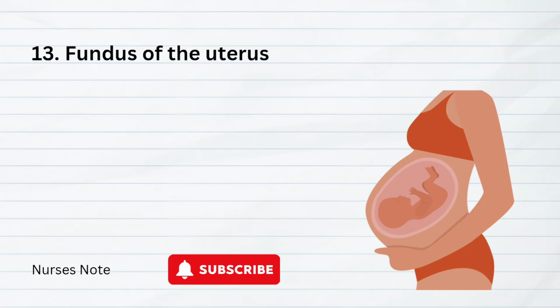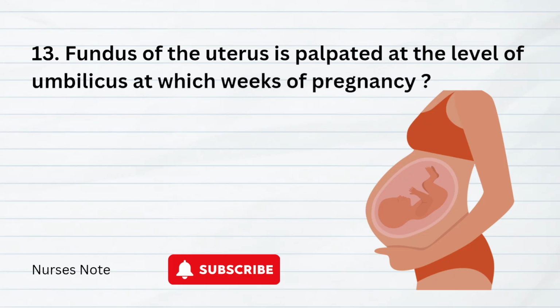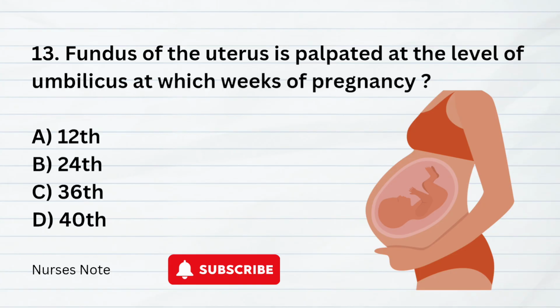Fundus of the uterus is palpated at the level of umbilicus at which week of pregnancy? A. 12th. B. 24th. C. 36th. D. 40th.